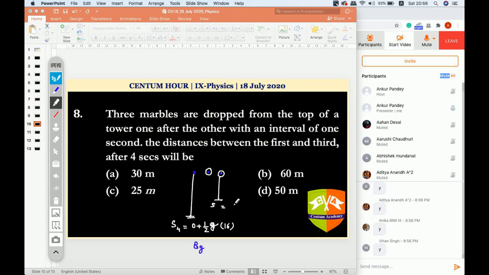So S is equal to ut plus half at square, which gives 2g. The difference between them is 8g minus 2g, which is 6g, 6t. Got it?